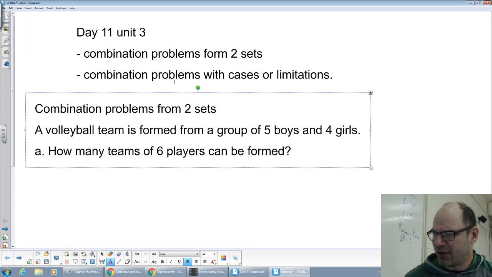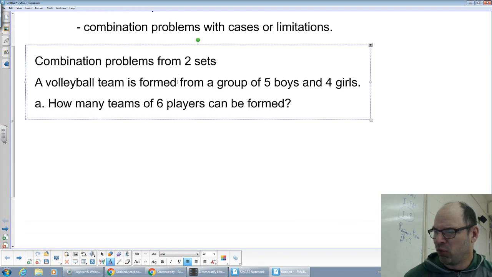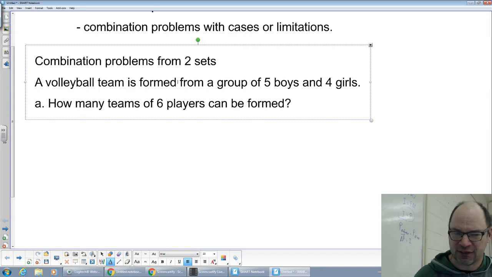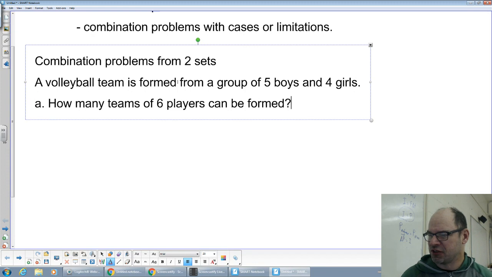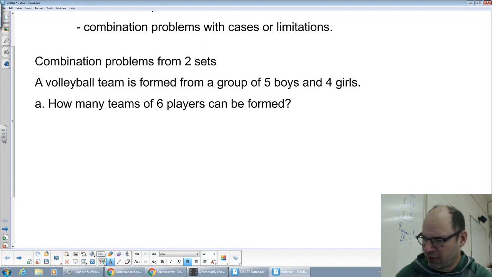So we have to look at this as a pool of 9 players picking 6, because there's no limitations. It doesn't say how many ways can you pick this, that, or the other thing. So even though there are 2 sets there, there's no limitation on it, because there's no particular statement saying we want 3 girls and 3 boys or something like that.